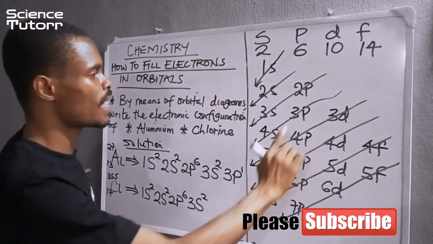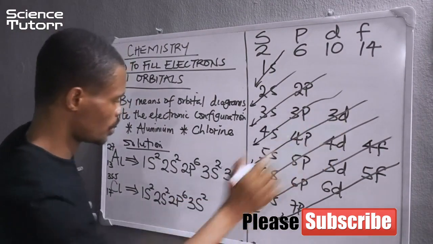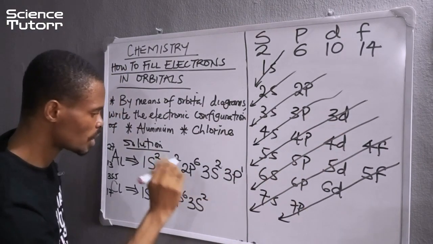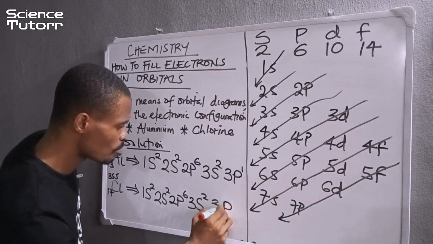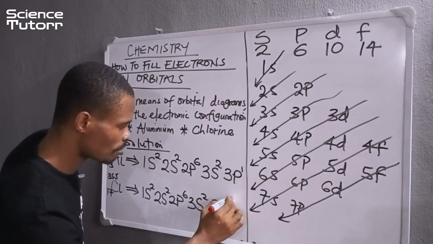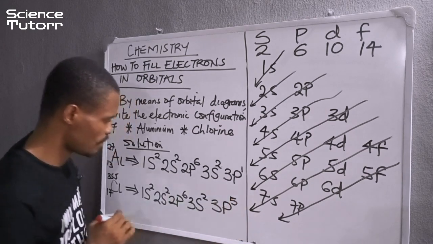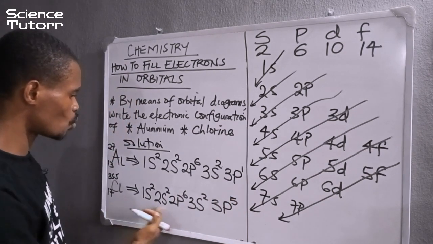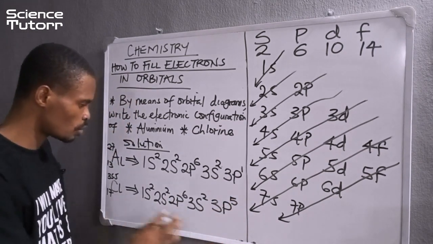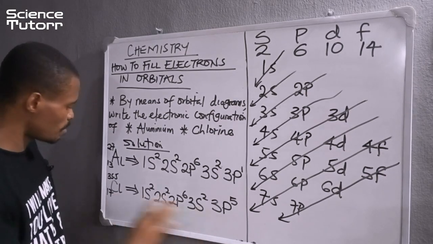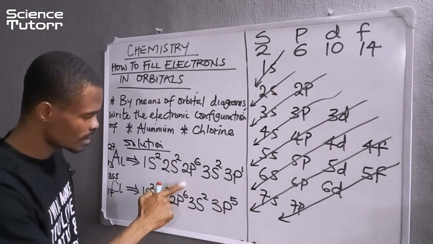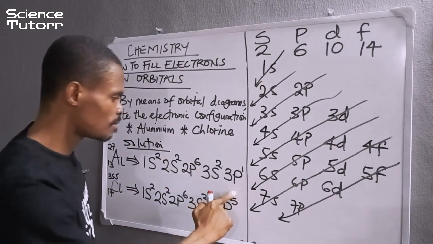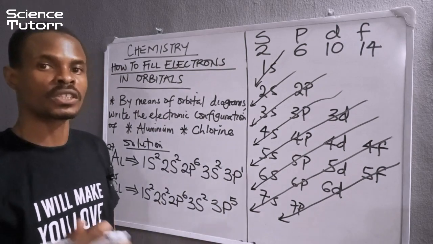After 3s, we have 3p, and p holds a maximum of 6, remember? So the remaining 5 will go to the 3p orbital. So we have 3p5. This is how to write the electronic configuration of an element such as chlorine. Adding all, we have 10, 12, and then plus 5 gives us 17.